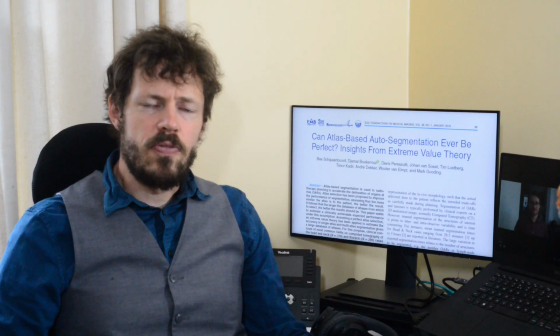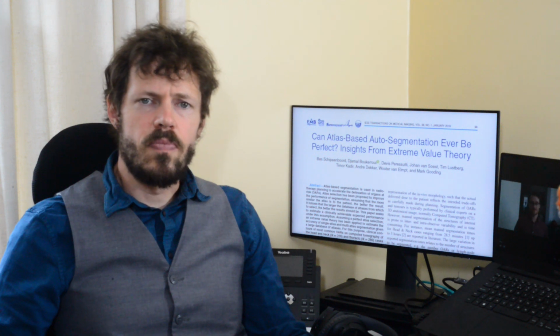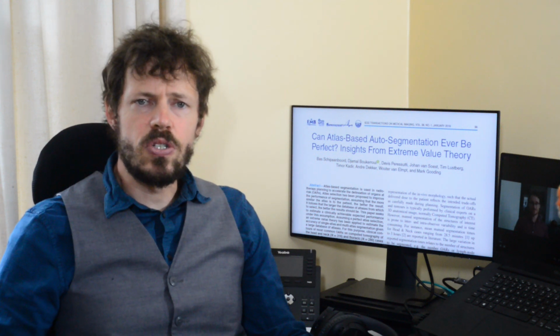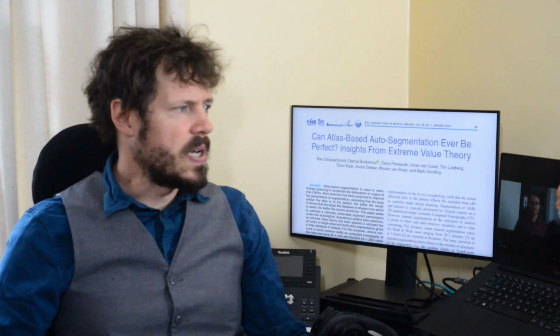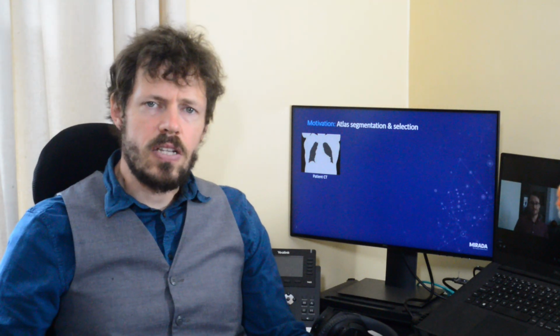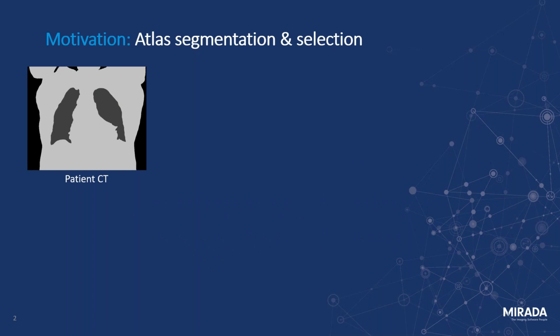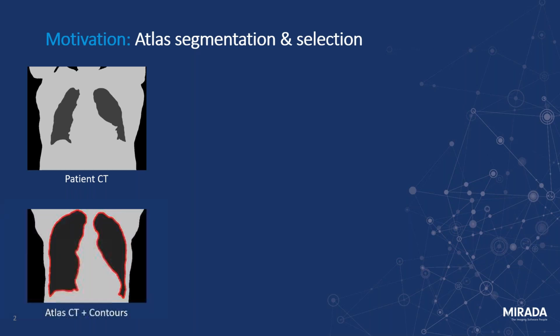To understand this paper, first we need to take a look at atlas-based auto-segmentation to understand the context of the paper. So in atlas segmentation, we have a patient image, normally a CT, on which we want to outline the organs at risk for radiotherapy treatment planning. One approach to doing this is to use an atlas. An atlas is a previous patient image with the contours already drawn on it. So this combination of an image plus the contours is what we refer to as an atlas.